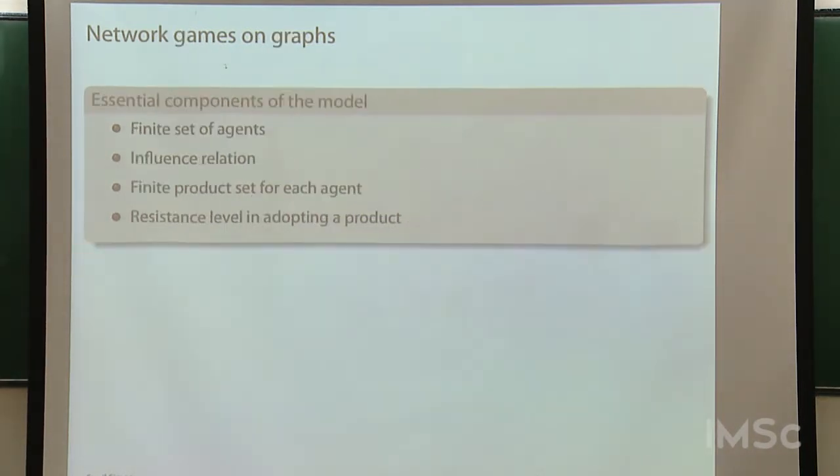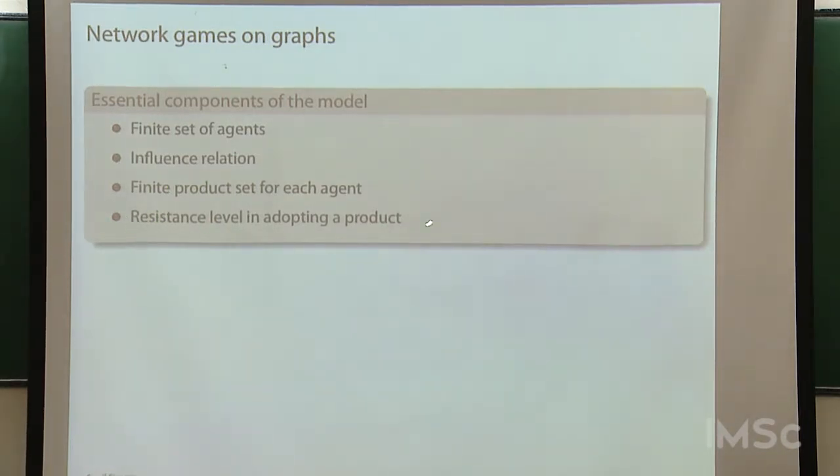So the model that we want to capture has a finite set of agents. You want to capture some kind of influence relation between these agents. Let's say we are talking about some kind of product adoption. So there's a finite product set for each agent, and an agent can adopt a product from that set. So your strategies are essentially going to be these products. Okay, I'll define it formally in a moment.